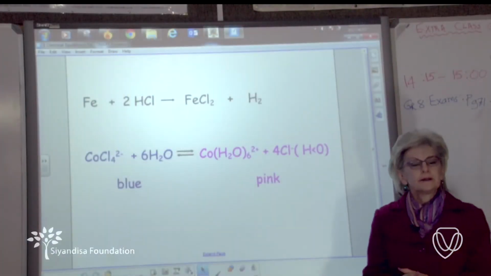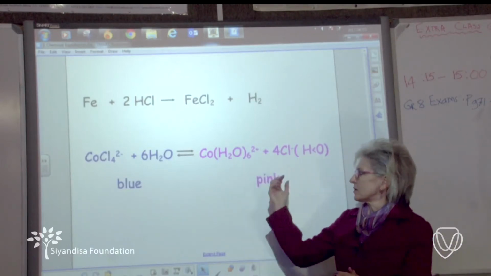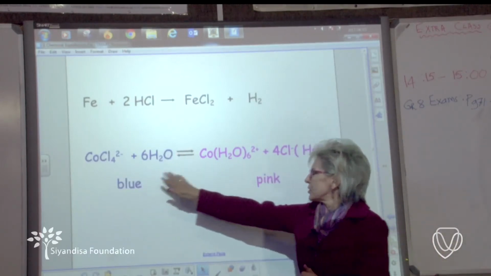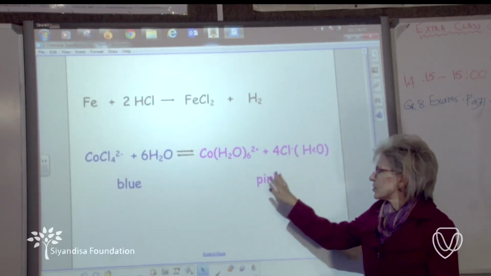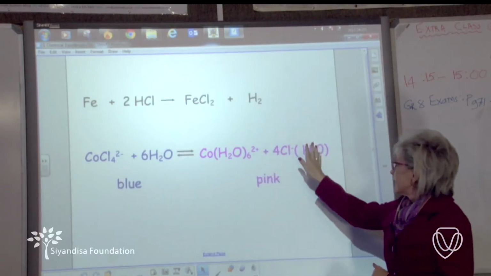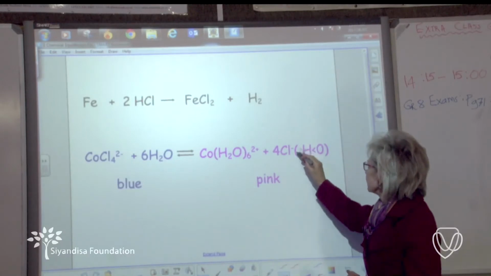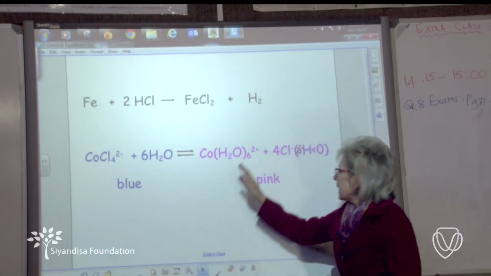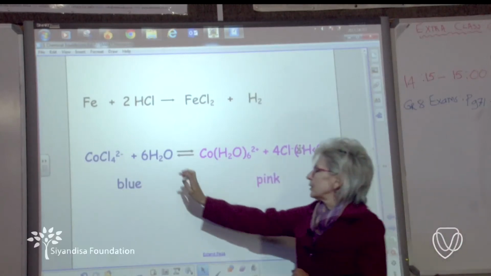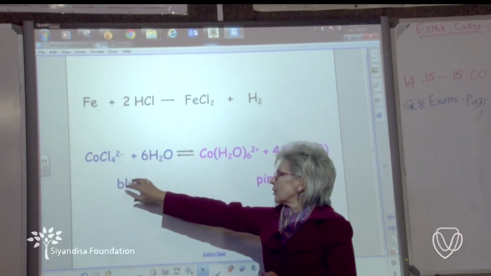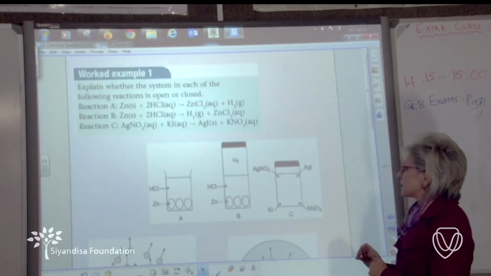Right, back to the theory. This is the system that you've been given. As you've seen, I've added water, the blue solution turned pink. I've added concentrated hydrochloric acid, the pink solution turned blue. And we've got the delta H value for the system. I have heated up the pink one, it turned blue, and when I put the blue one in cold water, it turned pink again. As we said, this is what this work is all about.